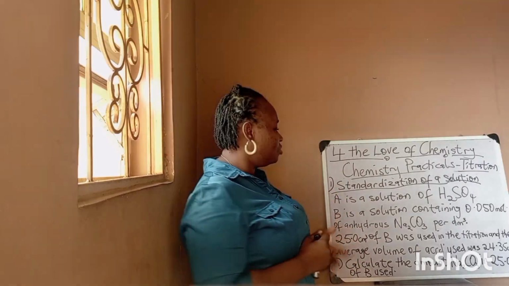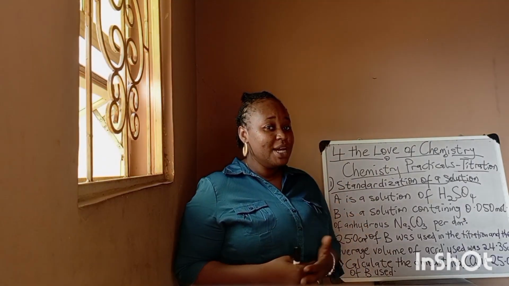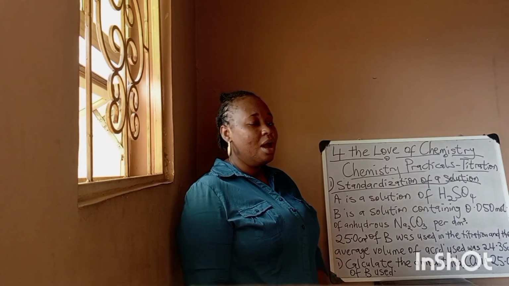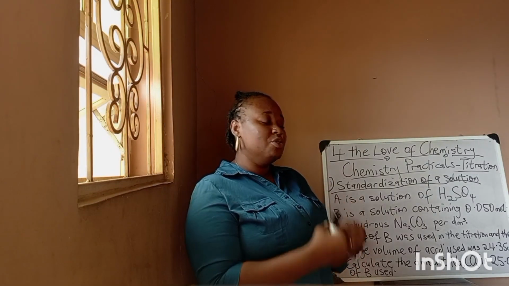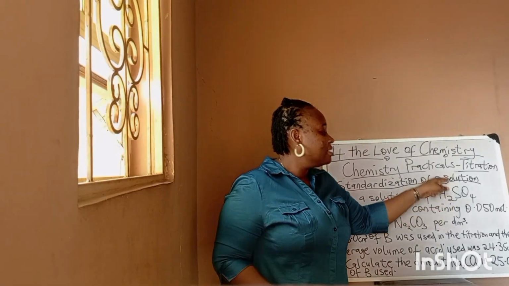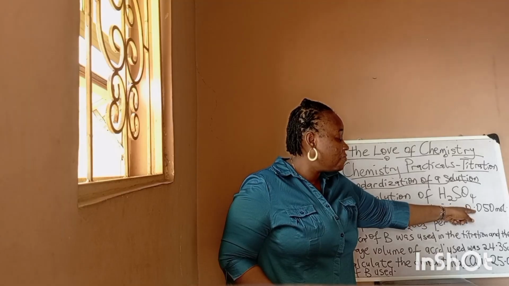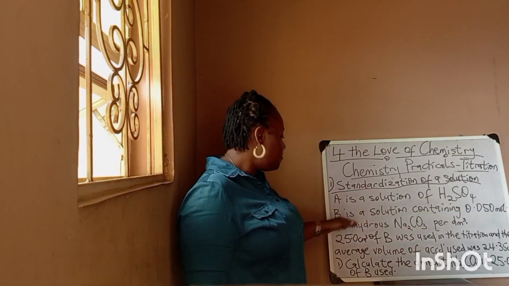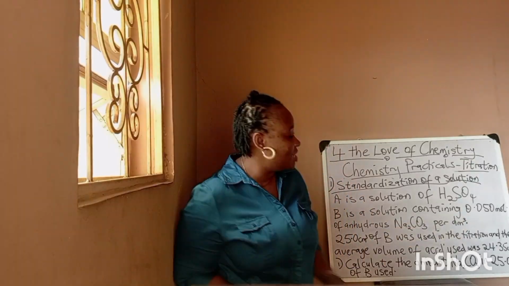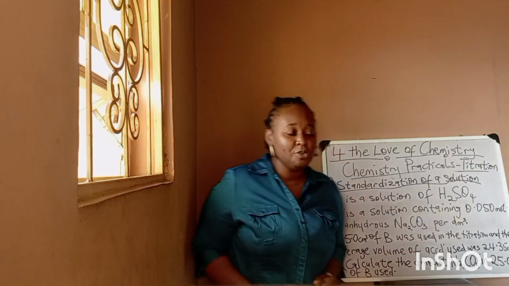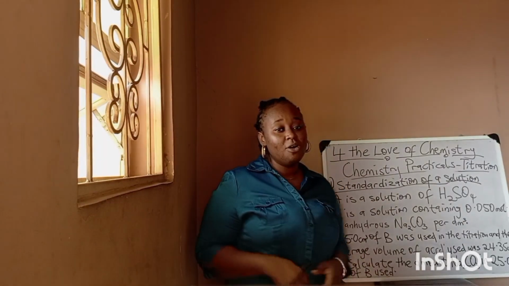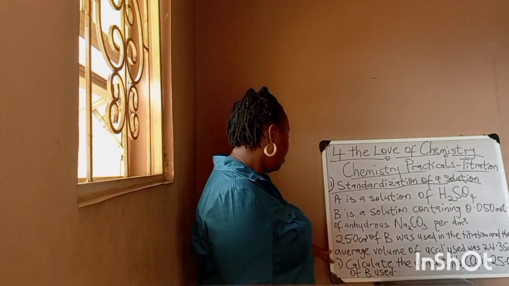Now, remember what I taught you the last time. I told you that they will not tell you, oh, this is mass concentration or this is molar concentration. But remember the units. It says B is a solution containing 0.050 moles of anhydrous sodium trioxocarbonate(IV) per dm cube. What does it tell you? Mole per dm cube. And what sort of concentration is this? Is it mass concentration or molar concentration? Tell me in the comment section. Alright.